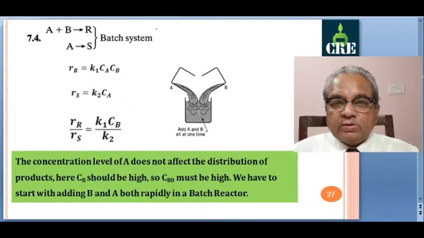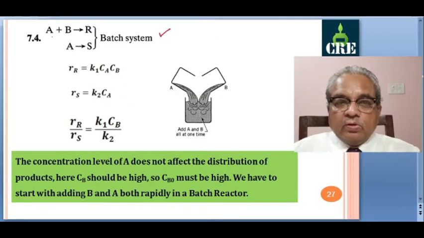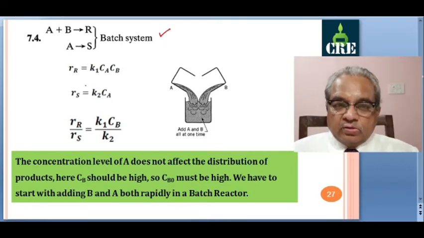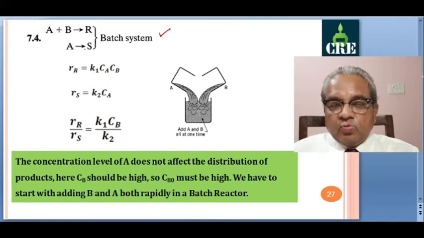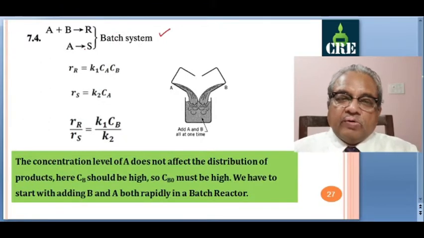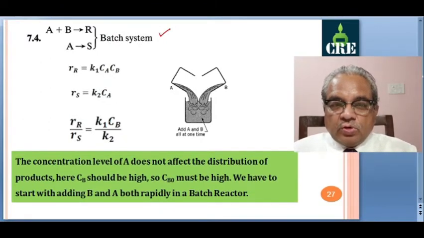7.4, again a batch system. A plus B giving R, A giving S. Rate of formation of R, k1 Ca Cb, rate of formation of S, k2 Ca. RR by RS: if we compare these two, we have written these rates, so they can be directly compared. If there are more than 3 reactions, then you have to define it like this. Otherwise, a direct ratio is okay. So you will get k1 Cb by k2.